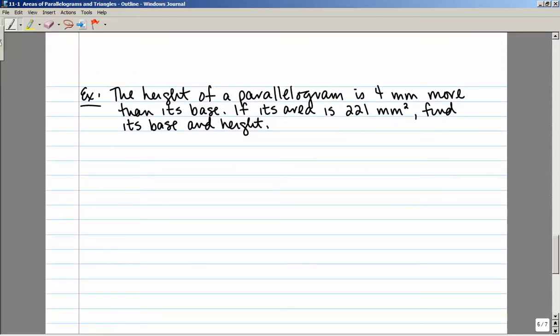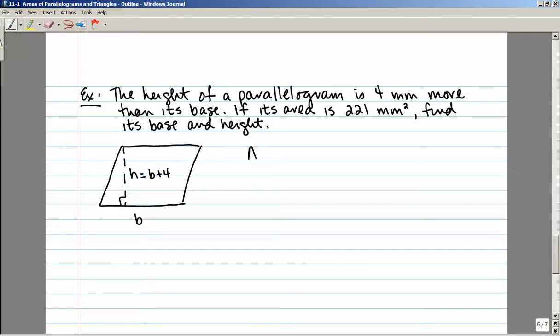Okay, and here's a couple word problems that are kind of fun. So this one says the height of a parallelogram is 4 millimeters more than its base. If its area is 221 square millimeters, find its height and its base. So first thing I'm going to do is draw a little sketch of a parallelogram here. And let's draw the height. And so this is my base, this is my height, and my problem says that the height is 4 more than the base.